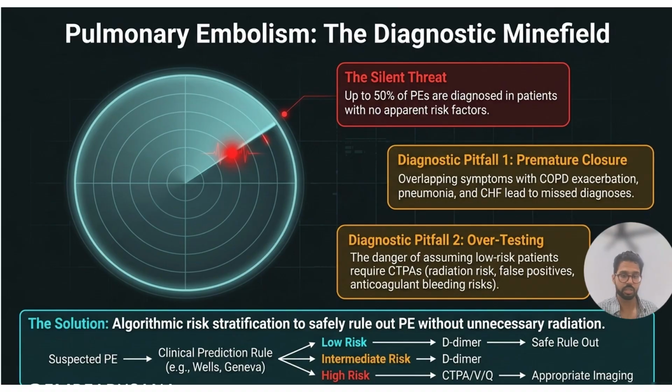High risk, you're going to send the patient directly to a CTPA or a VQ scan, which is the appropriate management and will allow us to really determine what we're dealing with. If it is indeed a PE, which we can tell definitively on one of these scans, or if it's not, then we consider other possibilities.